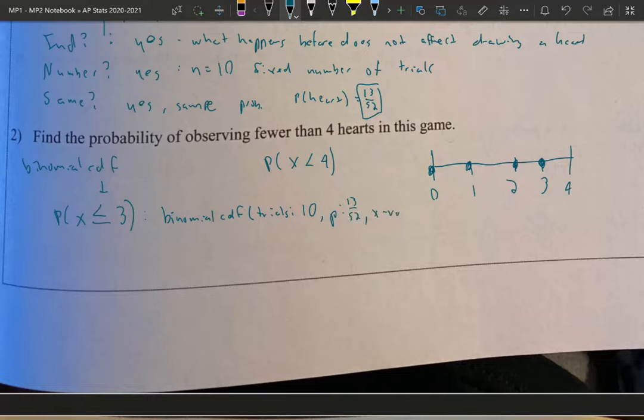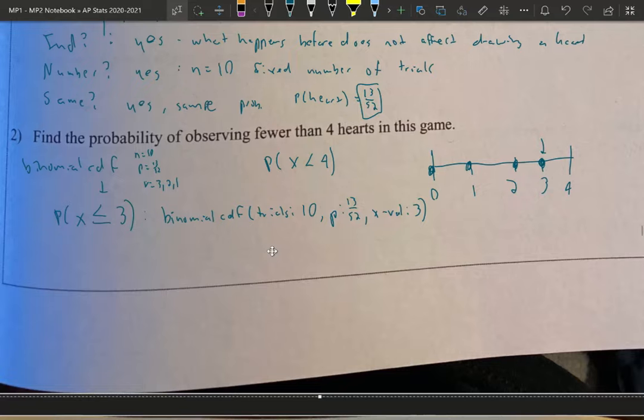And the x value right here for CDF, that's where it's going to be less than or equal to. So that, of course, right there is going to be 3. Okay, and if you want to map that out beforehand, just write out n is 10, p is 13 over 52. In this case right here, x is 3, 2, and 1. That way you know that, in this case, for the calculator, it's going to be 3. That's fine.